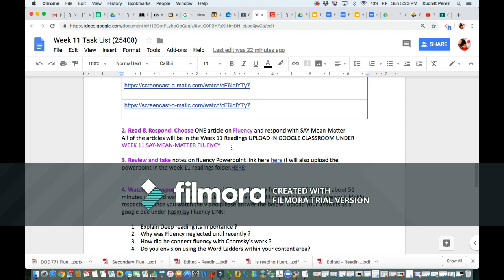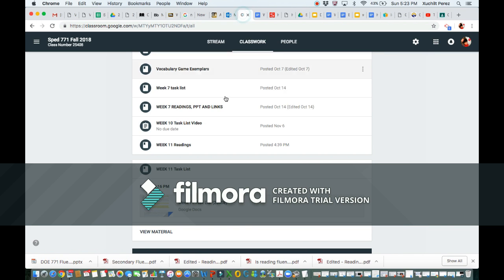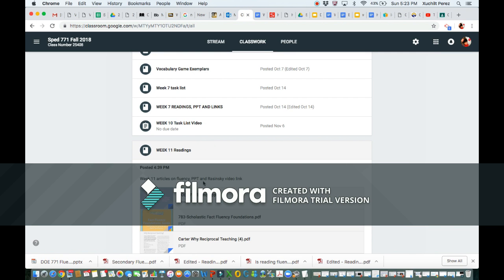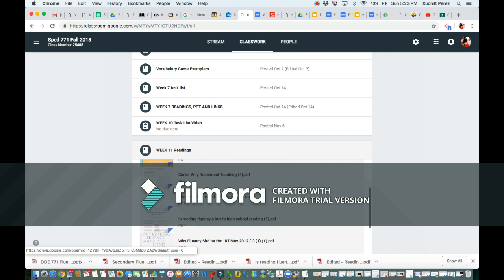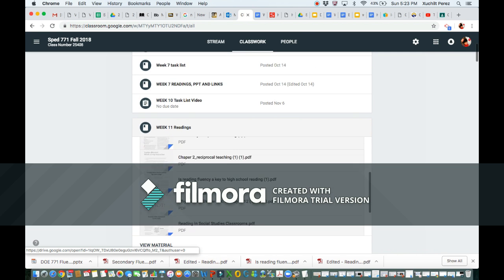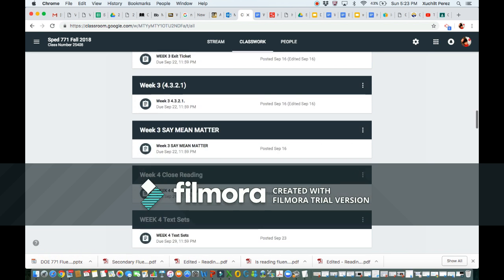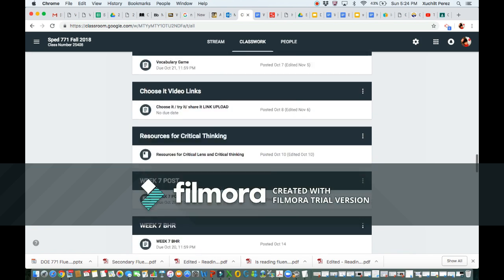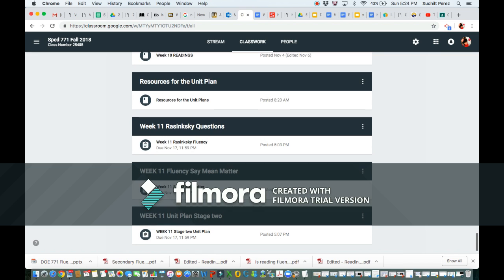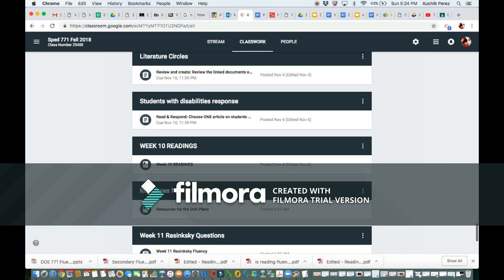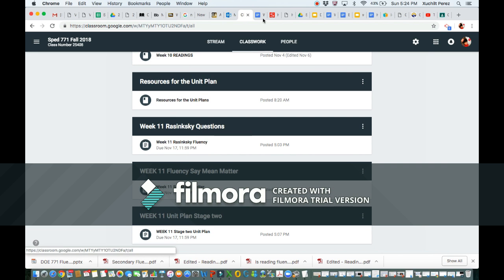And then I want you to choose an article on fluency and respond with a Say Mean Matter. So if you go back into the classroom, you will see that you can find the week 11 readings, and this is where you will find all of the articles on fluency. So I want you to choose one of those and just respond using Say Mean Matter, which you guys have done, I think, twice this semester, so it should be rather easy to handle. And this is where you would upload it into the week 11 fluency Say Mean Matter portion.